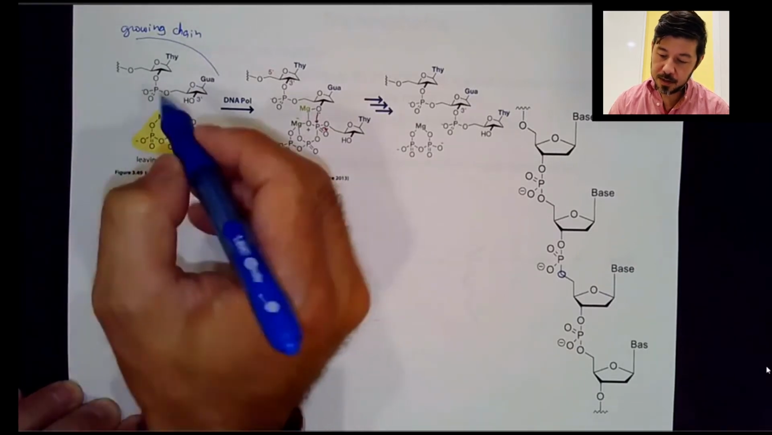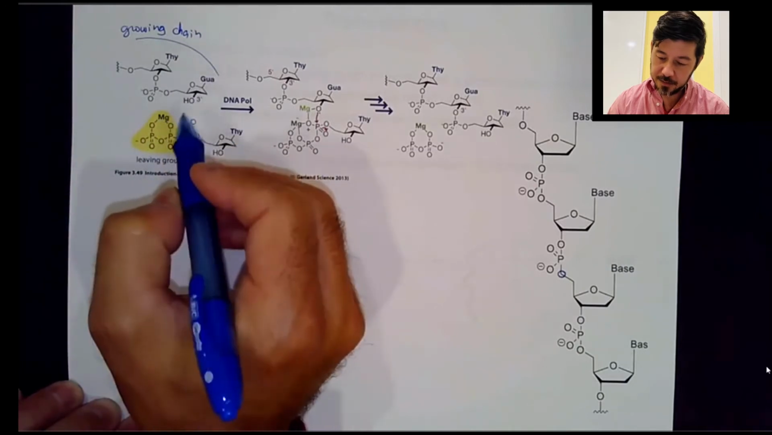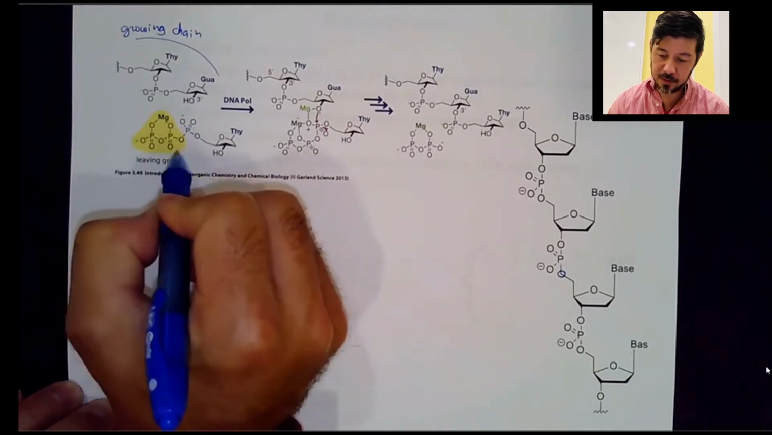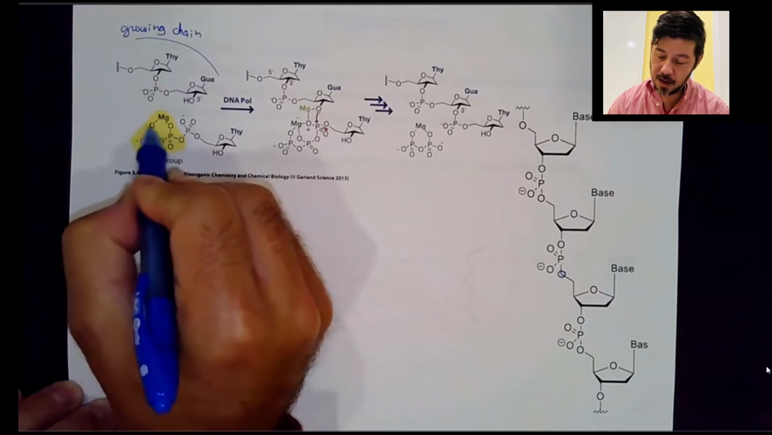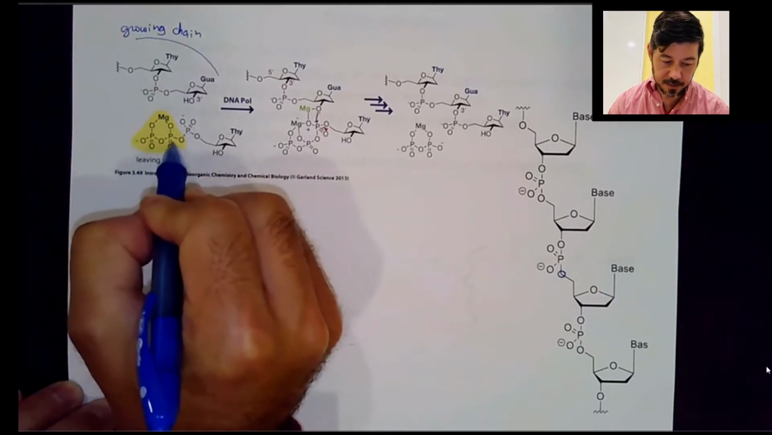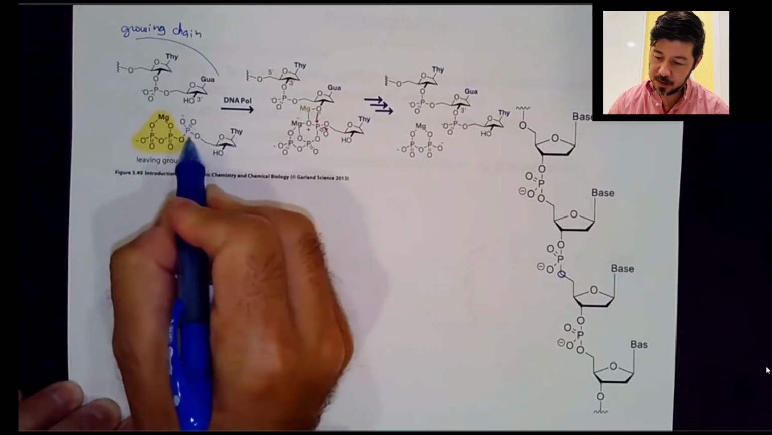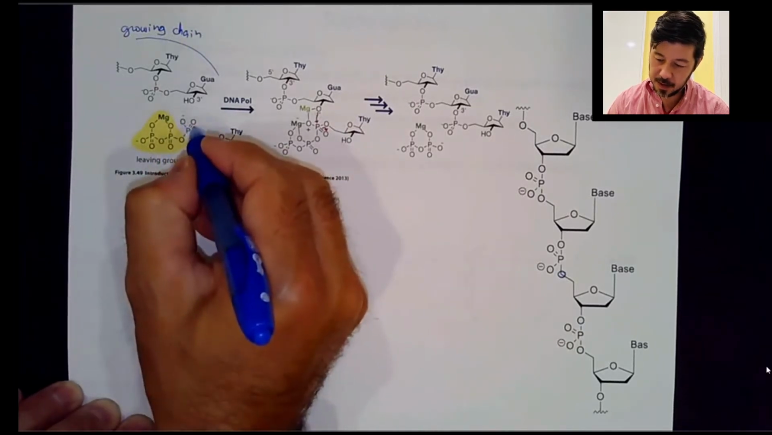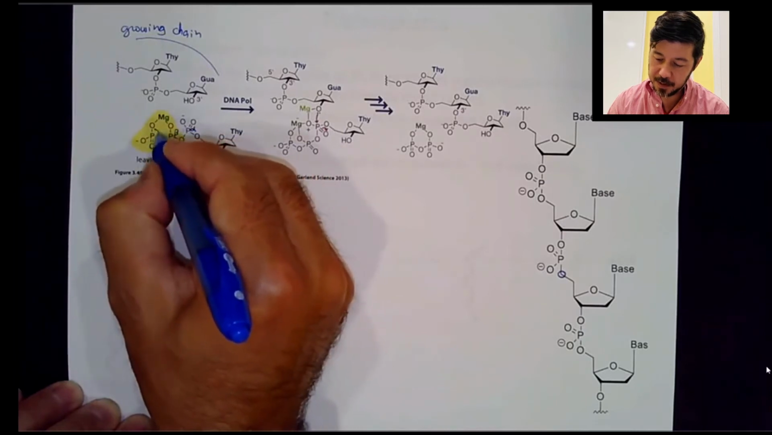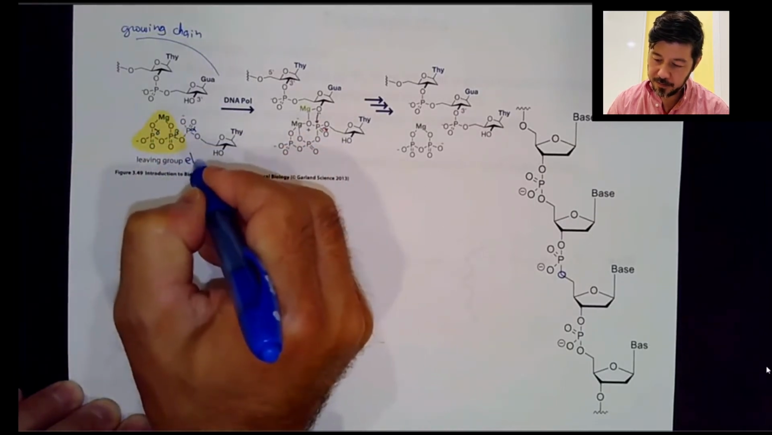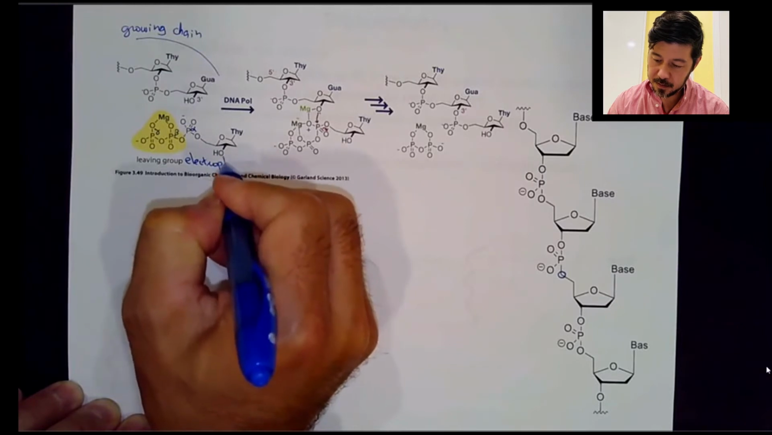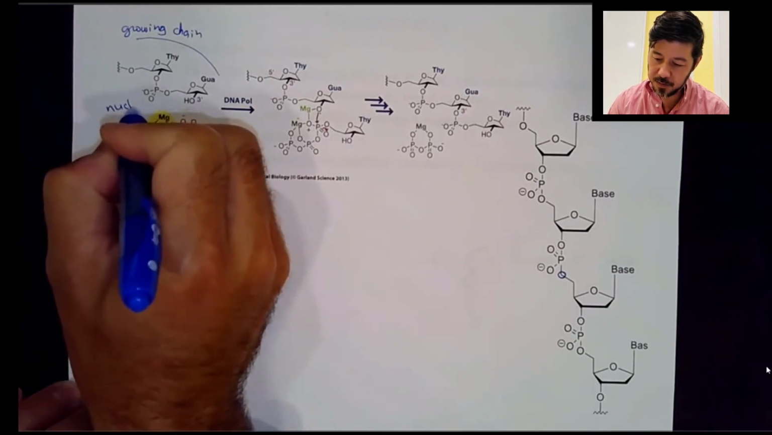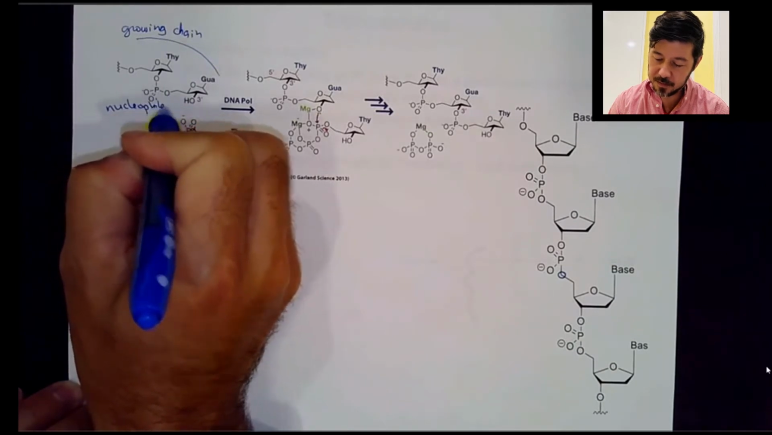And what you can see here is that you have a triphosphate, you have a relatively good leaving group, this diphosphate here, and your electrophilic center is actually going to be this alpha phosphate. So that's alpha, beta, gamma. So this is your electrophile. And this hydroxyl group is your nucleophile.